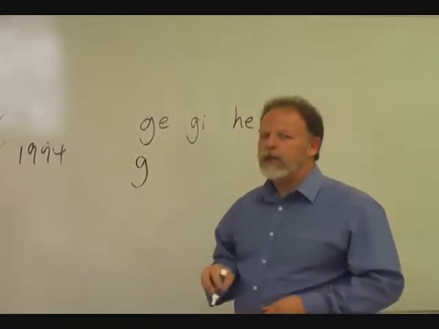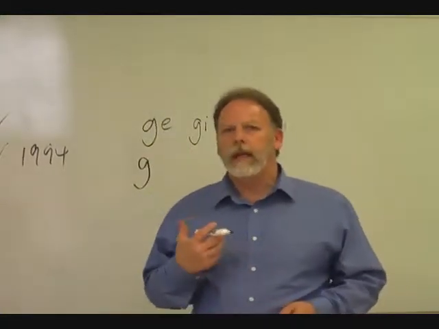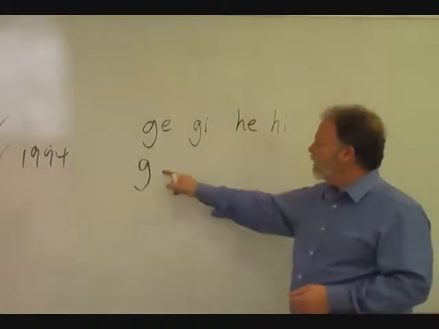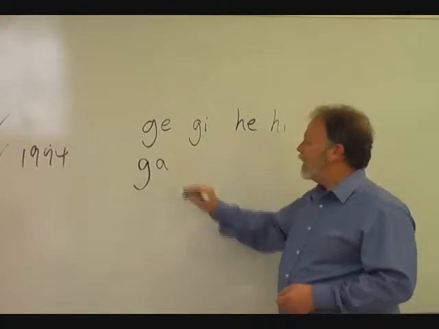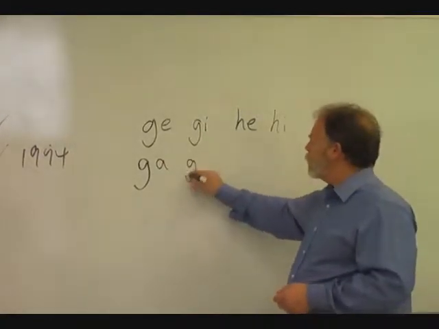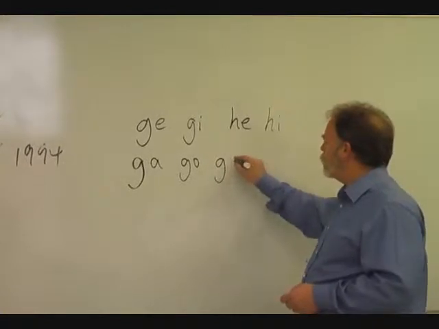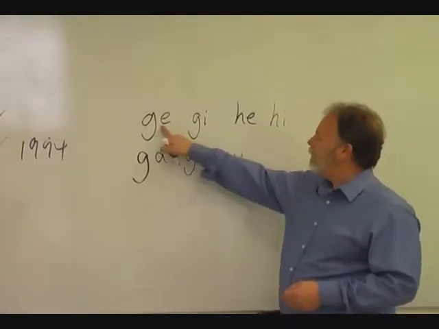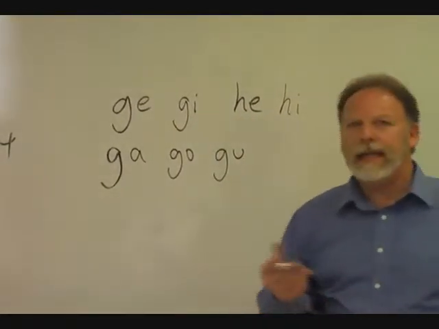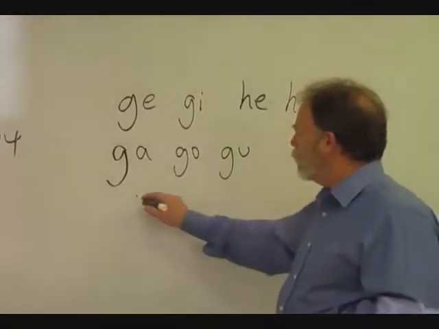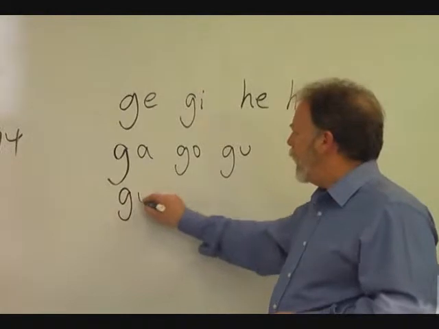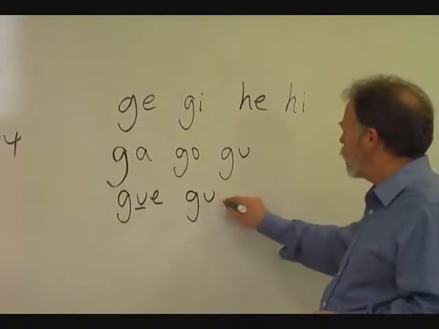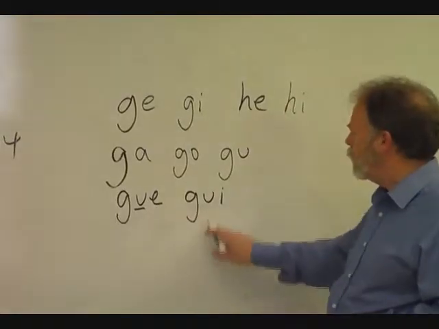Now the hard sound of the G in Spanish is the same as the hard sound in English. It sounds like g. G-A would be ga. G-O, go. G-U, gu. Now, how do we get ge and gi? If this is he and he, we do need ge and gi. Well, what we do is add a u, which is silent. Here we have gue, here we have gui.